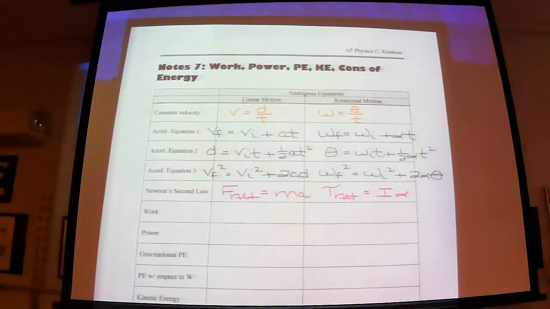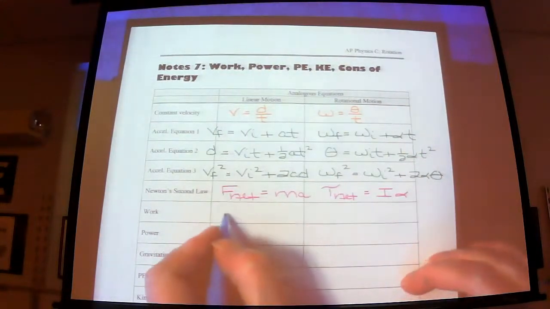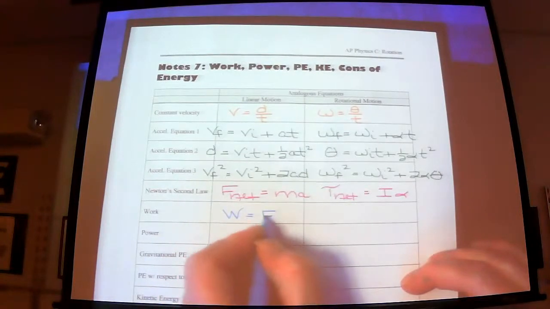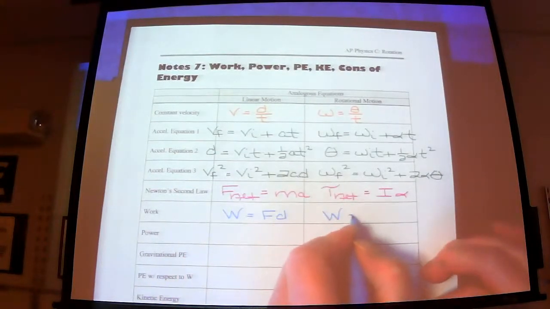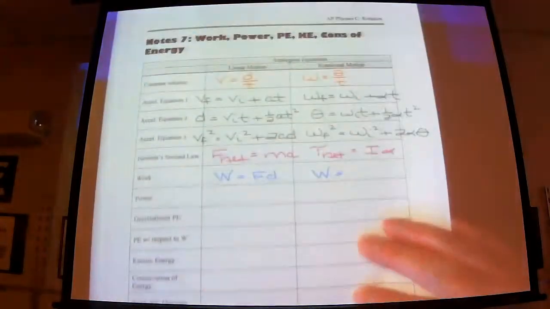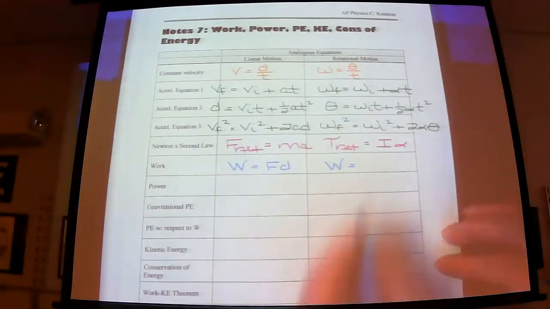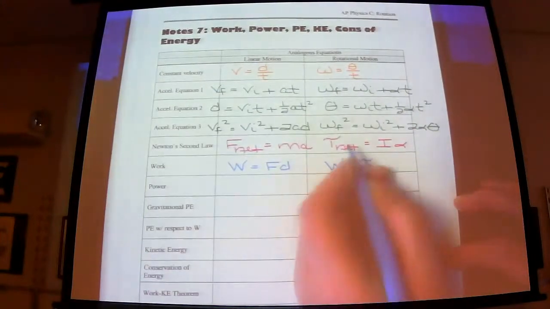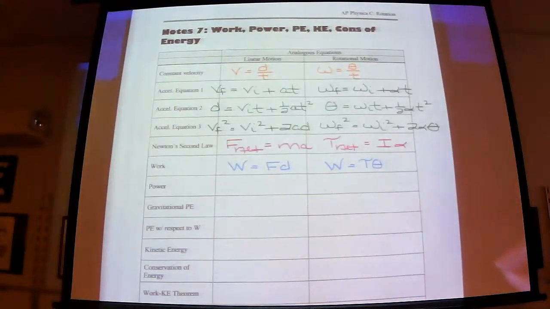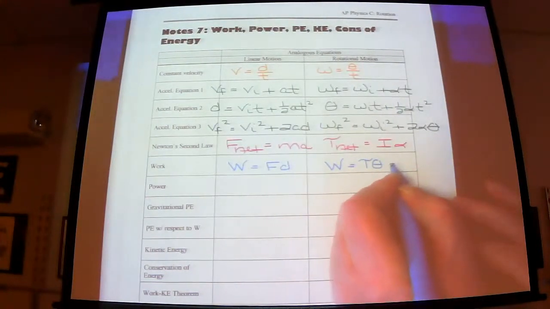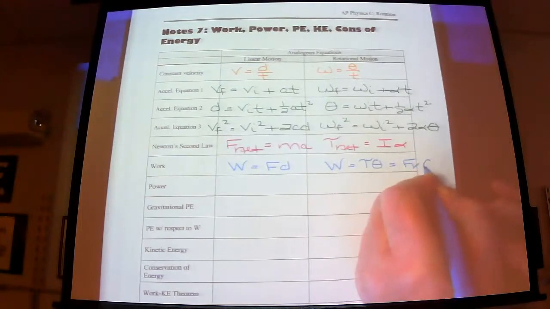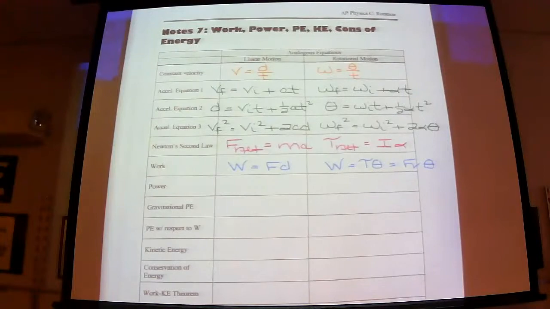Okay, so do you remember what the equation for work is from last year? FD. Work is FD. So now what do you think work is on this side? Instead of F's, what do we talk about? Torques. And instead of D's, we have thetas. But I want to remind you that a torque is an FR. A torque has an F in it. So I'm going to break that down to FR theta. Torques are FRs, so not just a plain old T.